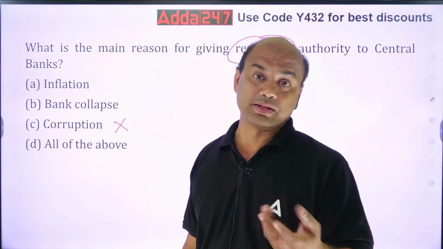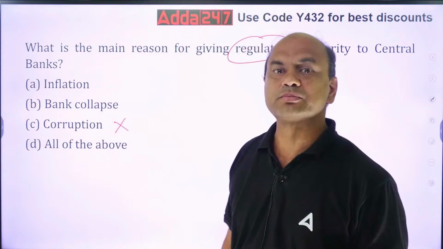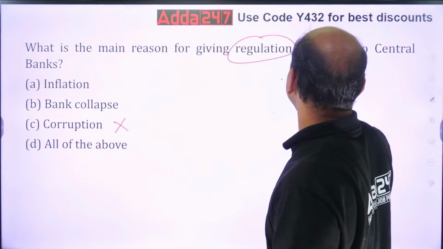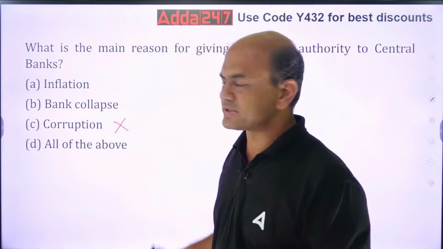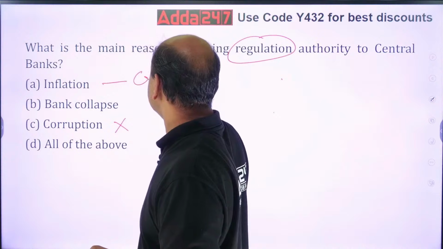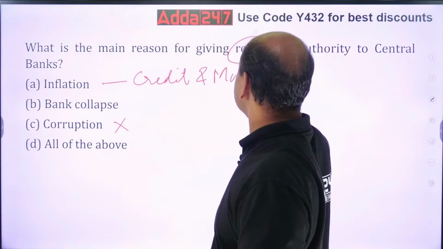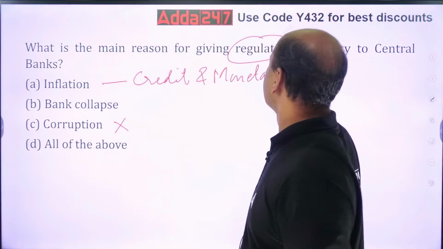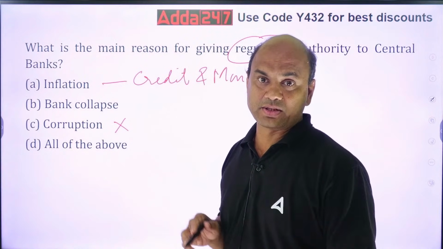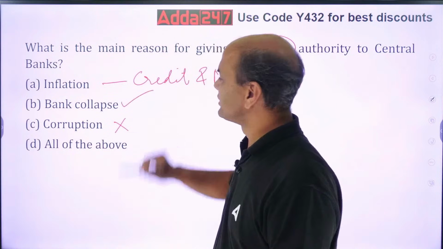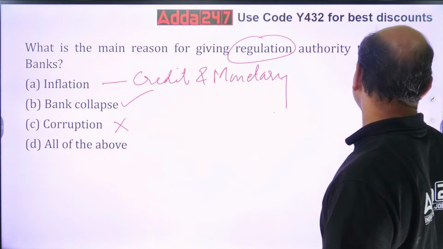Inflation. Now we will say inflation is right, since inflation is the prime focus of RBI. But that is not under this regulation. That is under credit and monetary policy. So the main reason for giving bank regulation to RBI is bank collapse. B is the right answer. Got it, everyone?